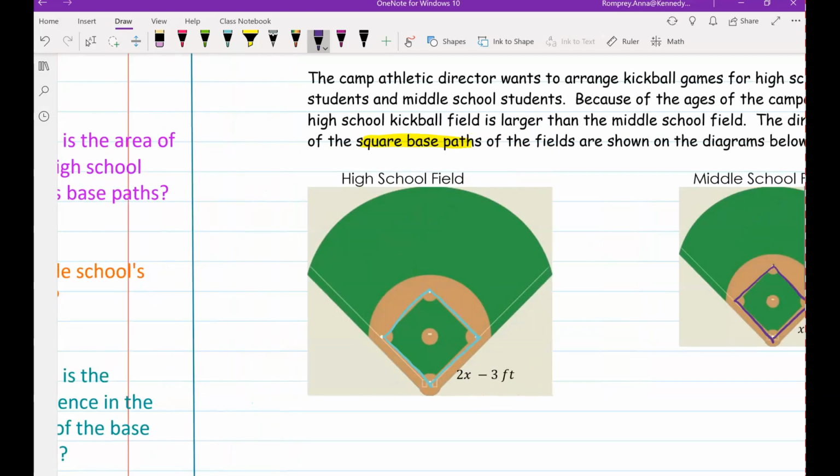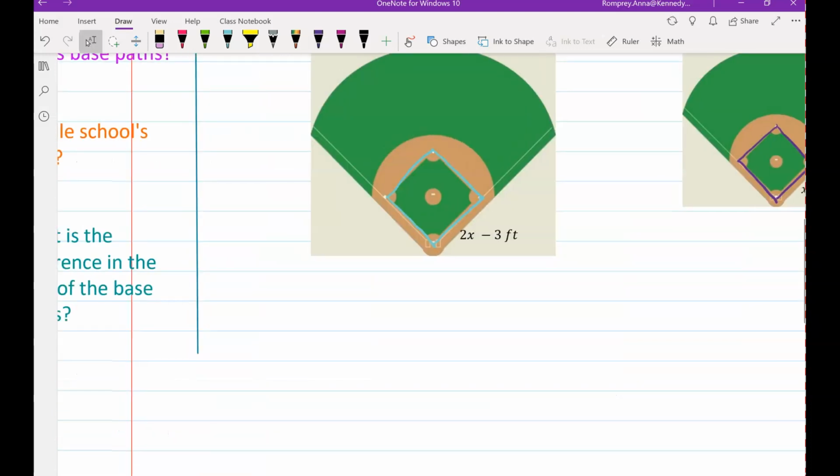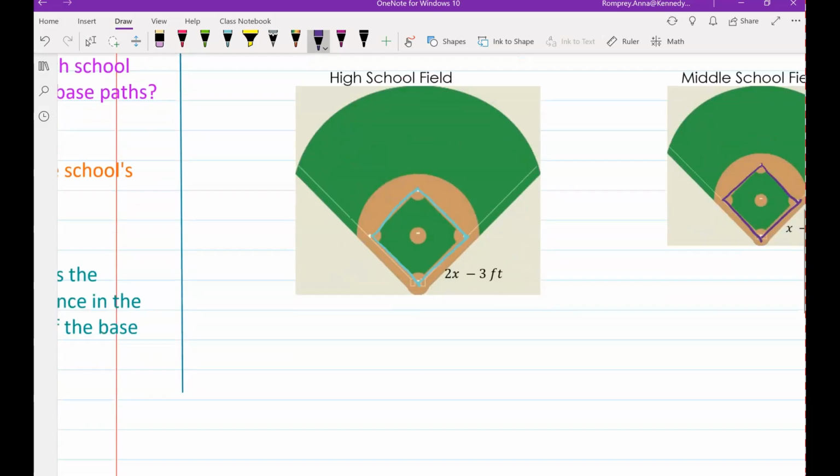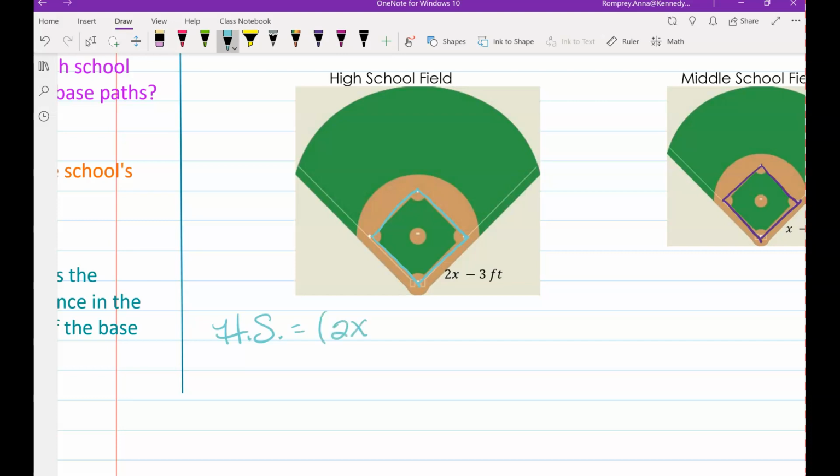So what's the area of the high school's path? All right, so again, keyword square. What do we know about squares? Length, width, both the same. So when we go to find the area of the high school path, length times width, so 2x minus 3 times 2x minus 3.